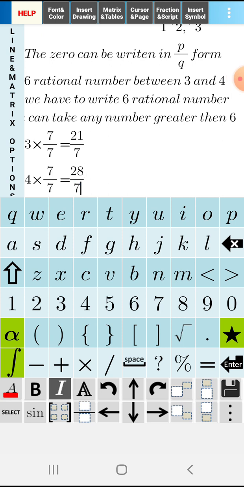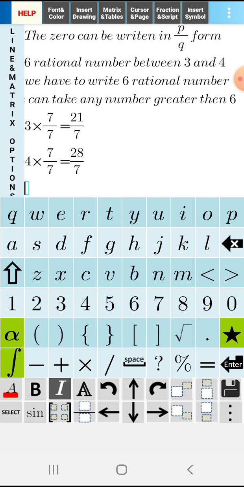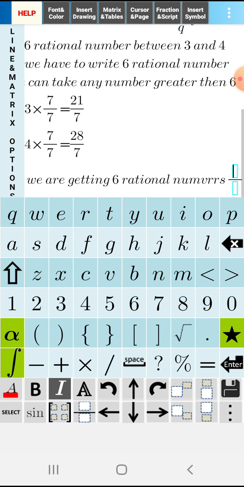If you see here, if you put a 6 here, you are getting 18 and 24. If you remove that, you are getting 4. Where are the 6 rational numbers? The question is different. So by this we are getting 6 rational numbers. As you know, the first number we should not take, as I said.